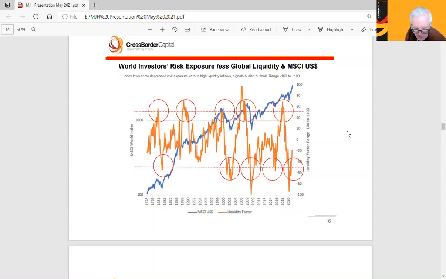There may well be a correction in what is typically a seasonally weak period in the next few months, but I think that's a buying, not a selling opportunity. And there are some good opportunities on Wall Street, in the UK market, or in commodity producers still.